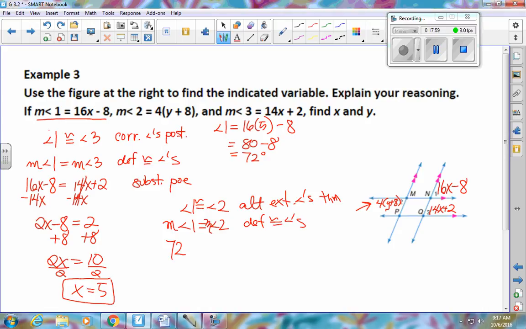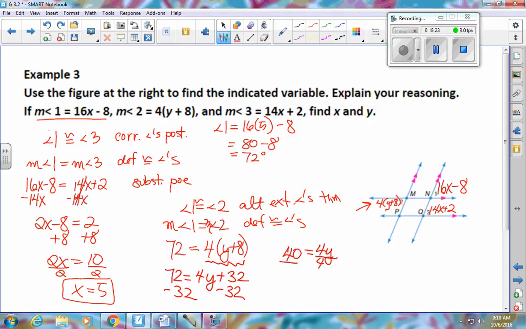Angle 1 we said was 72, and angle 2 is 4 times y plus 8. We have a special property we need to apply here, the distributive property, to give us 4y plus 32. Move our 32 over with subtraction to give us 40 equals 4y. Divide by 4, so y equals 10. Alright, so a pretty long problem there, so I'll leave this up so you guys can take a look at it for a minute.